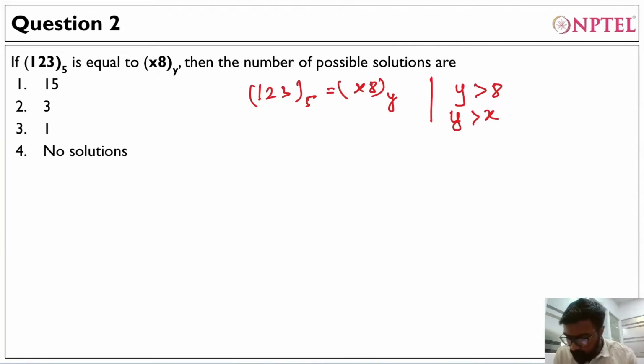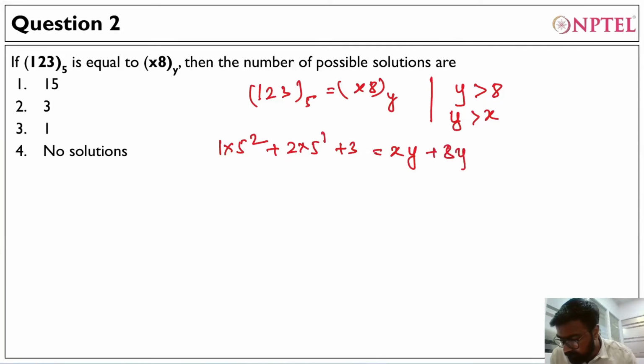To convert into decimal, we write 1 into 5 to the power 2 plus 2 into 5 to the power 1 plus 3 into 5 to the power 0 is equal to x into y to the power 1, plus 8 into y to the power 0, and there you can write 5 to the power 0, just for completion. So this is the equation you can write. You have converted a number into decimal. Any number you convert into decimal, you have to write in this particular form.